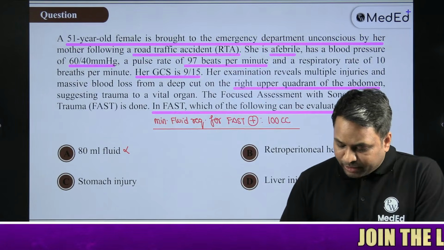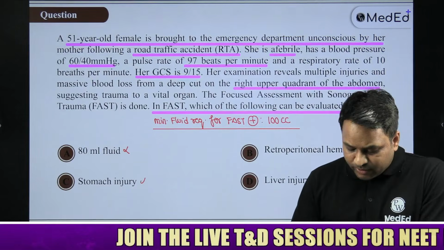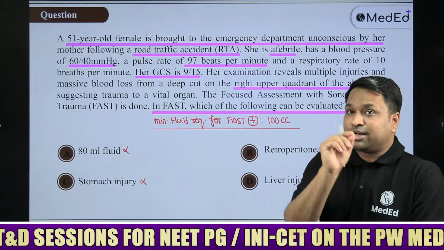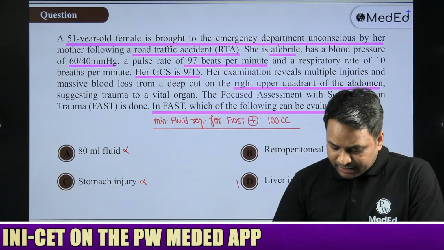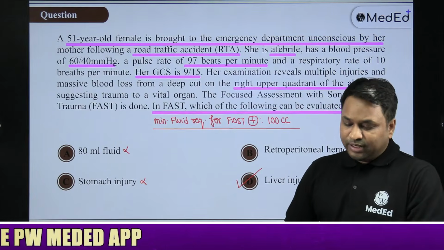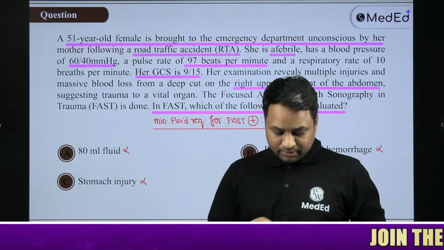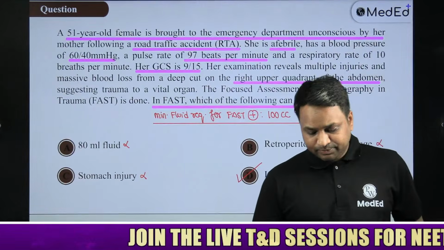For retroperitoneal organs, ultrasound is a poor modality. Stomach injuries, being hollow viscus, I will not be able to assess with ultrasound. Solid organ intra-abdominal injuries are the best evaluated. So the answer here is going to be D, that is your liver injuries. It is the liver injury that can be evaluated.